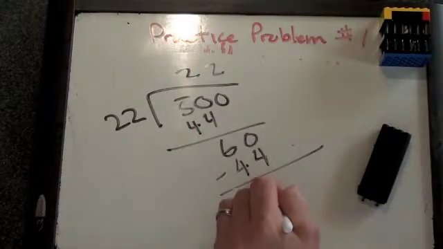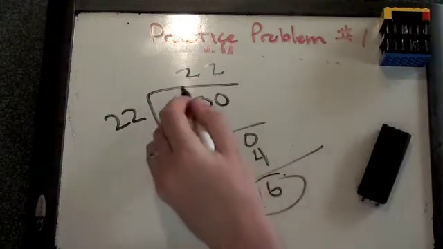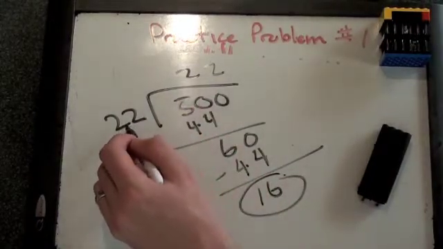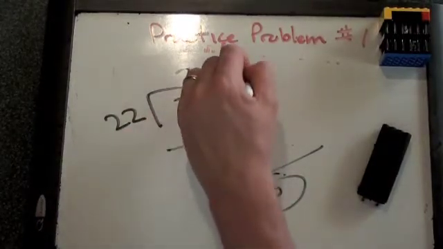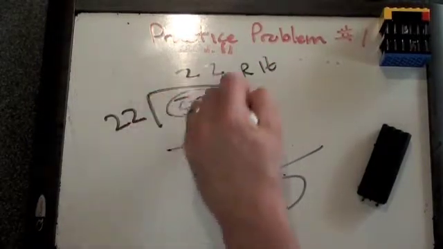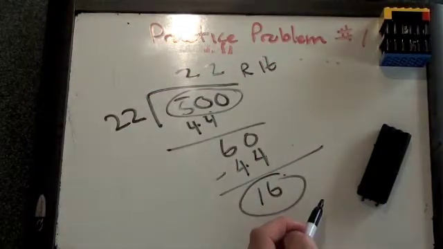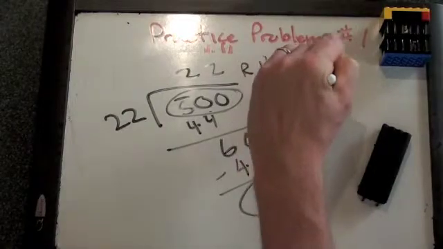16. Okay, so we know 60 goes into 500, 22 times with remainder 16. So we just subtract 16 from 500 to get the number. And what's 500 minus 16? Can you tell me that really quick?